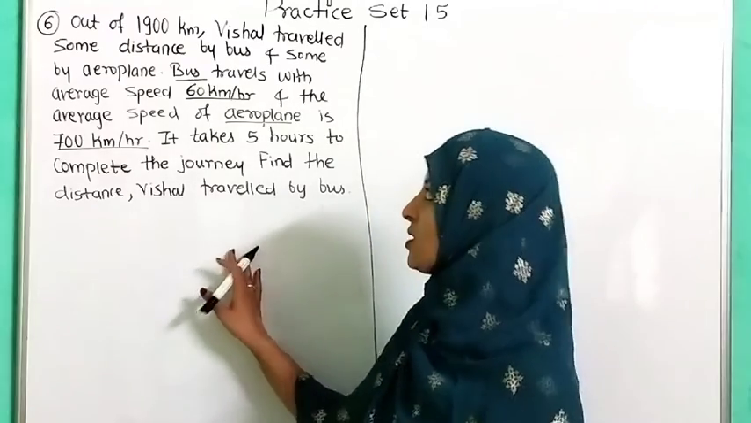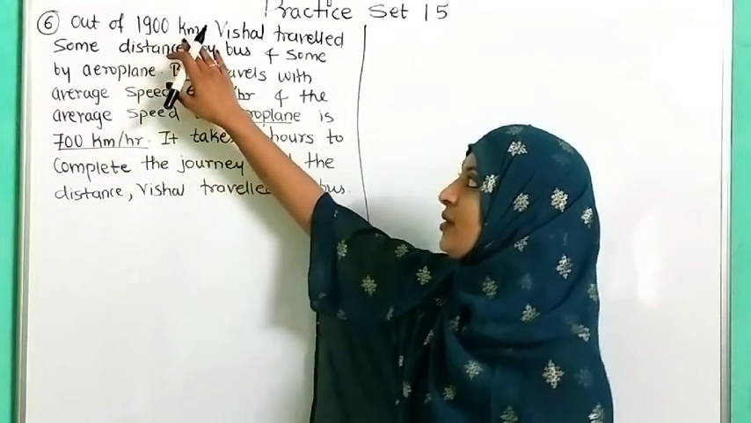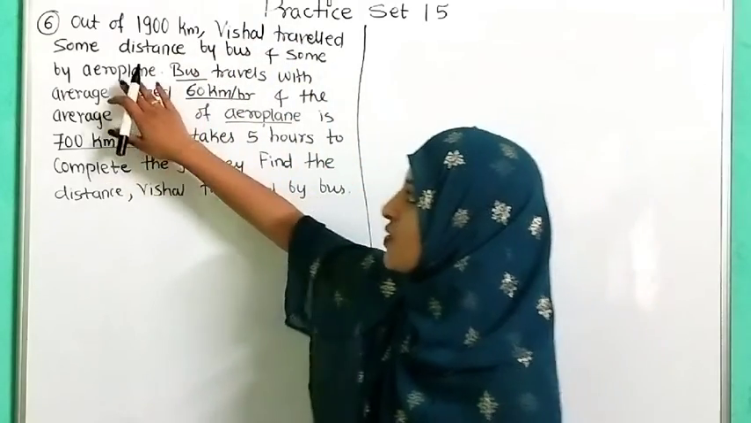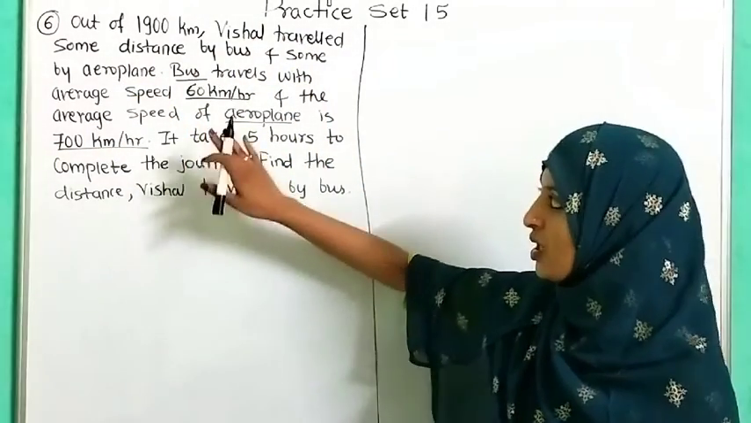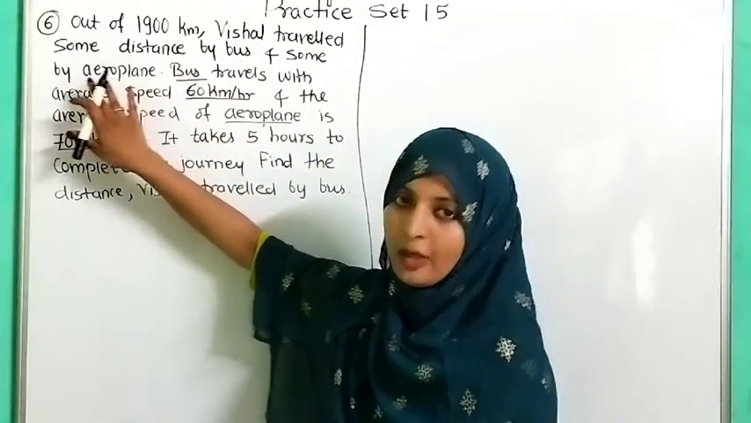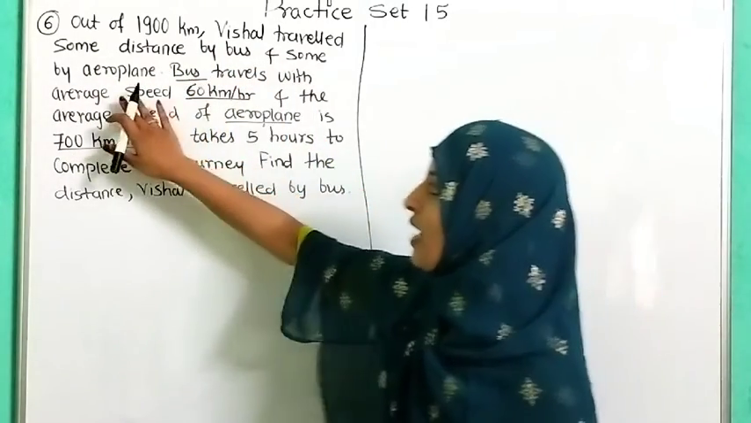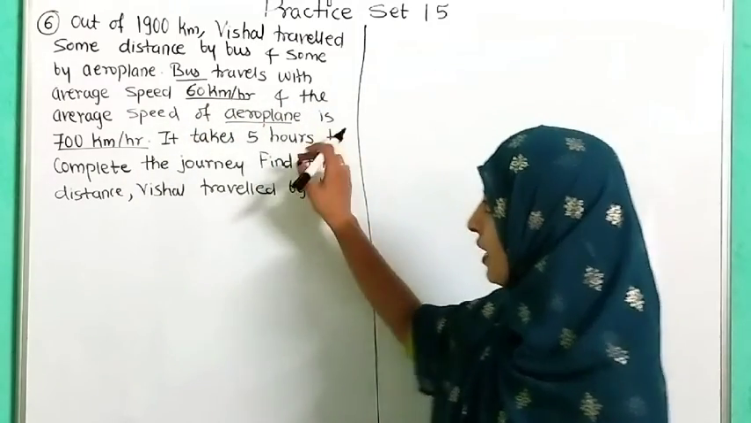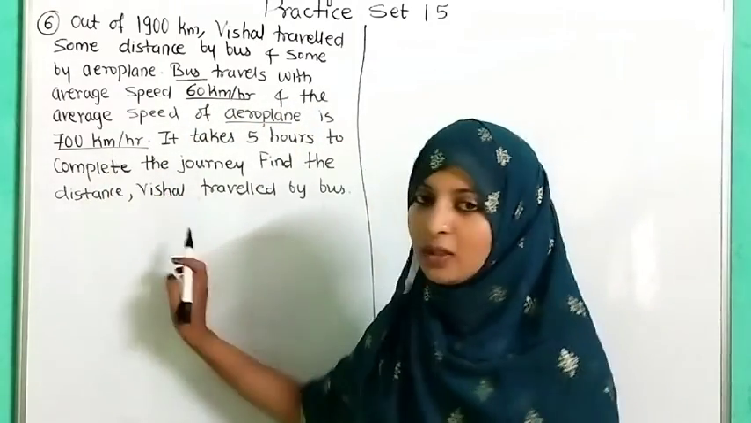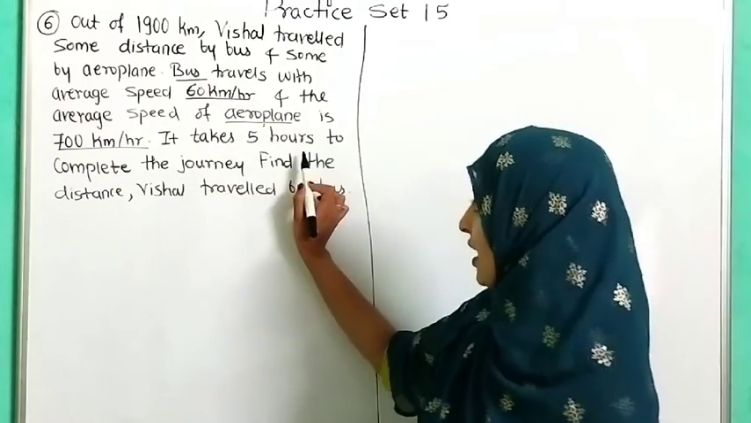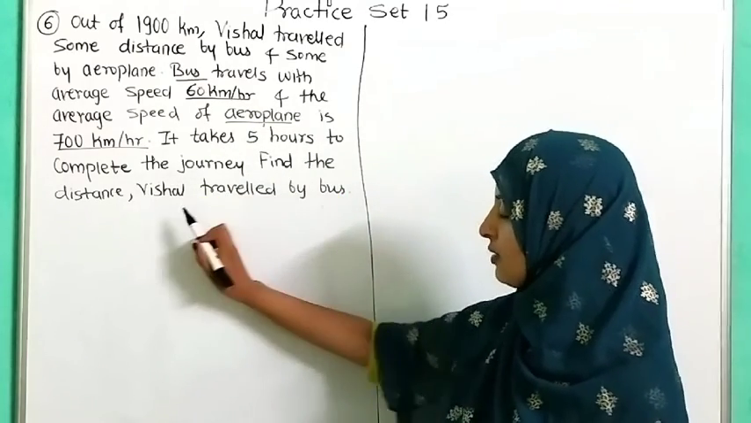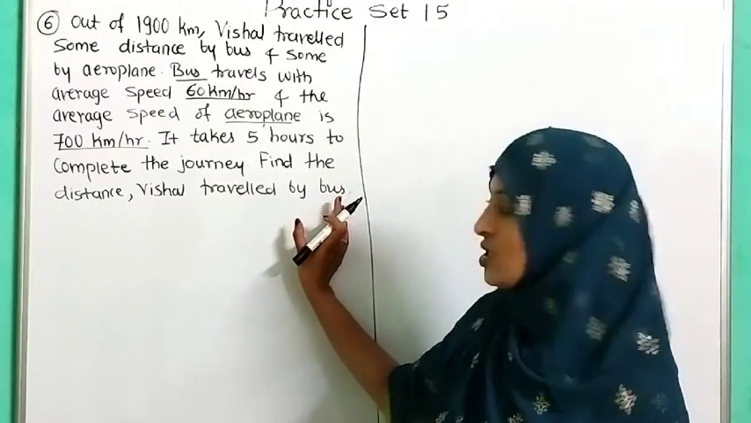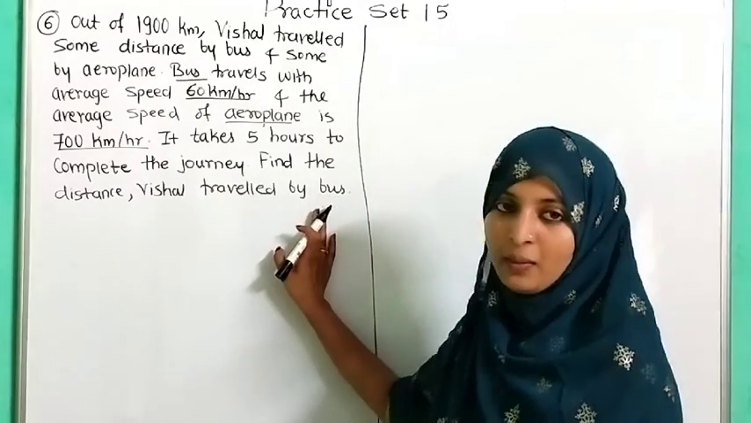The last question is, out of 1900 km, Vishal travelled some distance by bus and some distance by aeroplane. Means for his journey he required travelling by bus and aeroplane. Bus travels with average speed 60 km per hour and average speed of aeroplane is 700 km per hour. It takes 5 hours to complete the journey. Find the distance Vishal travelled by bus. Means we have to find the distance which Vishal travelled by bus.